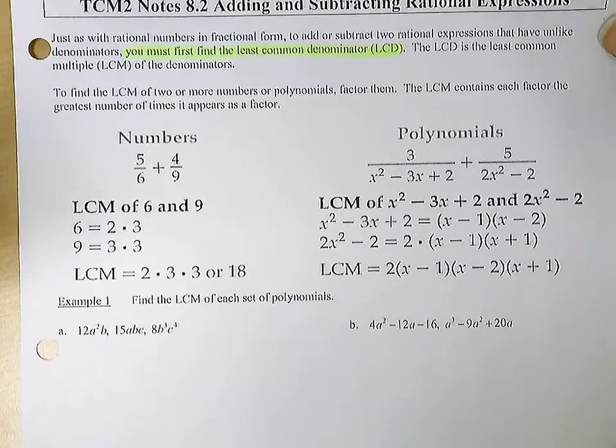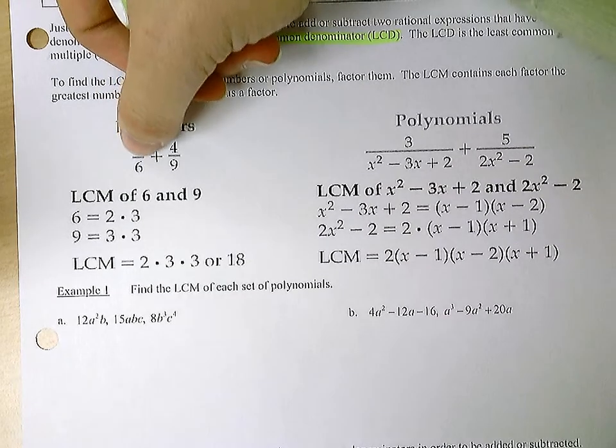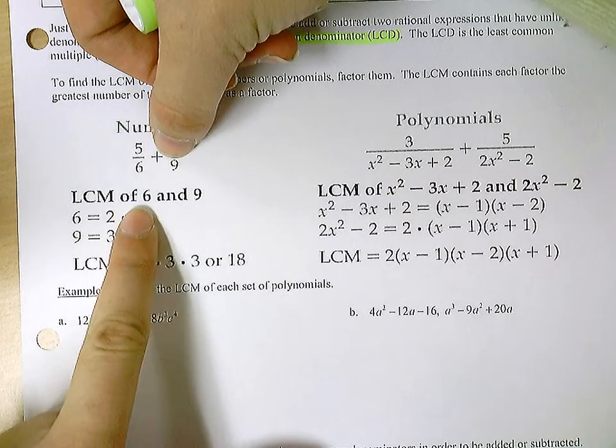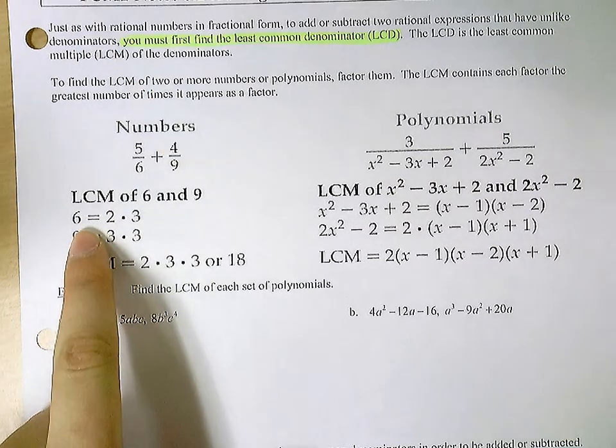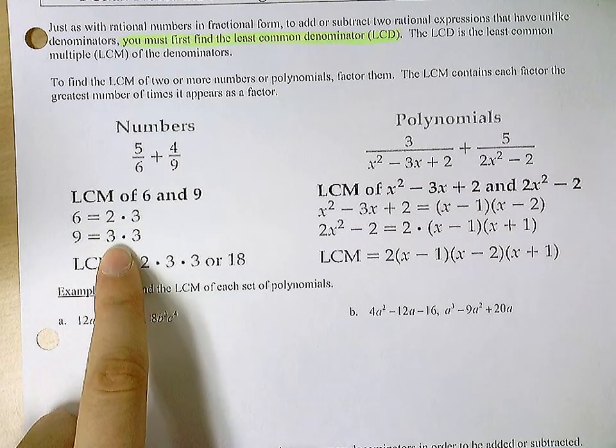So with our numbers here, for your LCM, you're looking at the denominators. So in this case, it'd be 6 and 9. You're trying to find the LCM of 6 and 9. Well, 6 factors into 2 times 3, and 9 factors into 3 times 3.